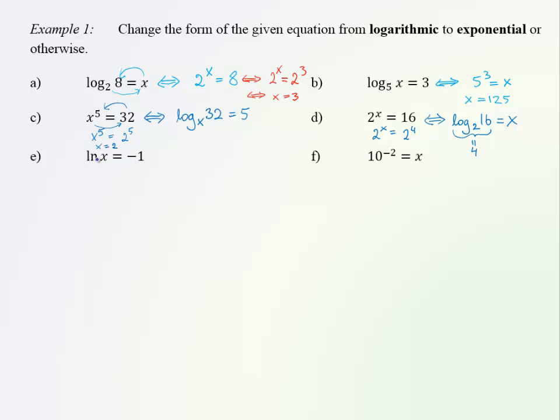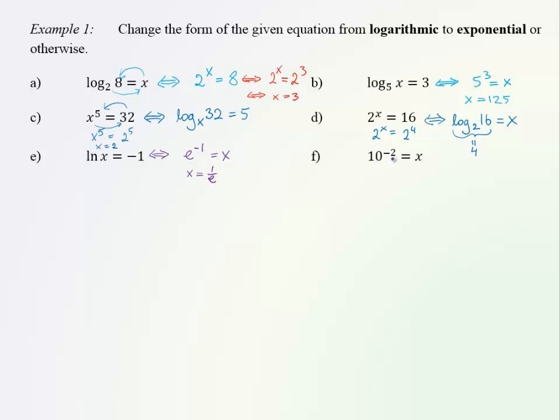Okay, in the next example we have ln. That means the base is e. Therefore, if I translate this to the exponential form, I have e to the negative 1 equals x. So that naturally solves for x. X is the same as 1 over e.